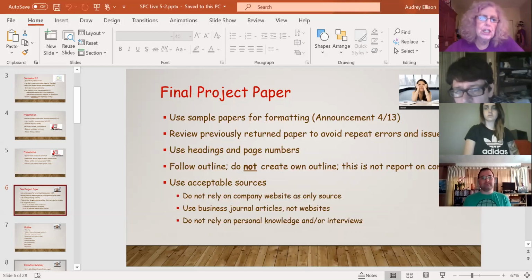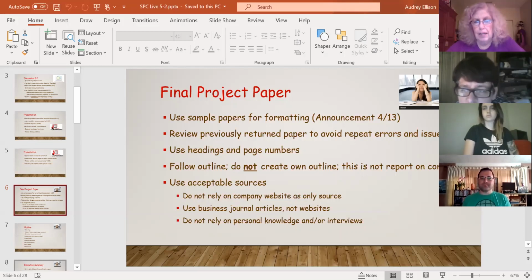Make sure you go back and look at all your previously graded and returned papers to avoid any repeat errors, repeat issues. You want to make sure that you're not doing the same thing that you've done before that's lost you points. Use headings and page numbers. You will see that in the sample papers. You're going to start with a table of contents in your papers. You can't have a table of contents in reality without page numbers. So put the page numbers on.